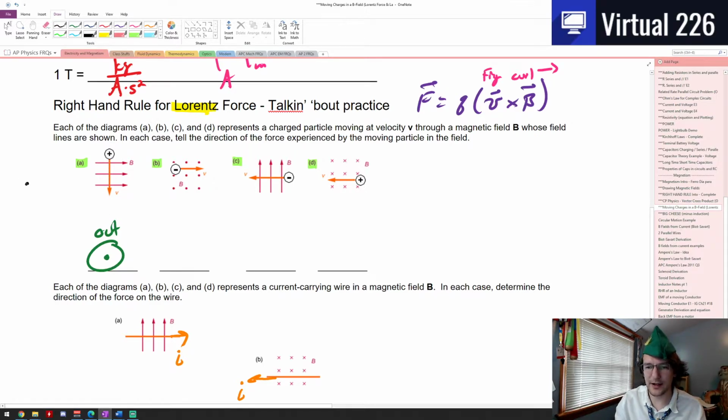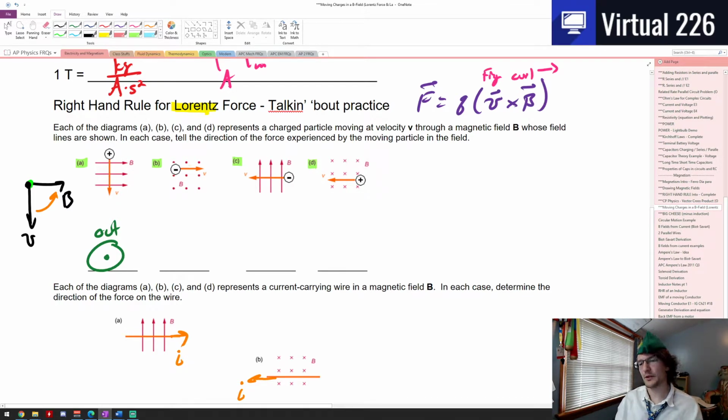The other way I like to think about it is I like to redraw these as that's my velocity and this is my B field. And I like to put them on some sort of pivot point. And now I can easily see that when I go through the smallest angle, V to B, my thumb's pointing out of my screen or out of my page, wherever I drew this, okay?